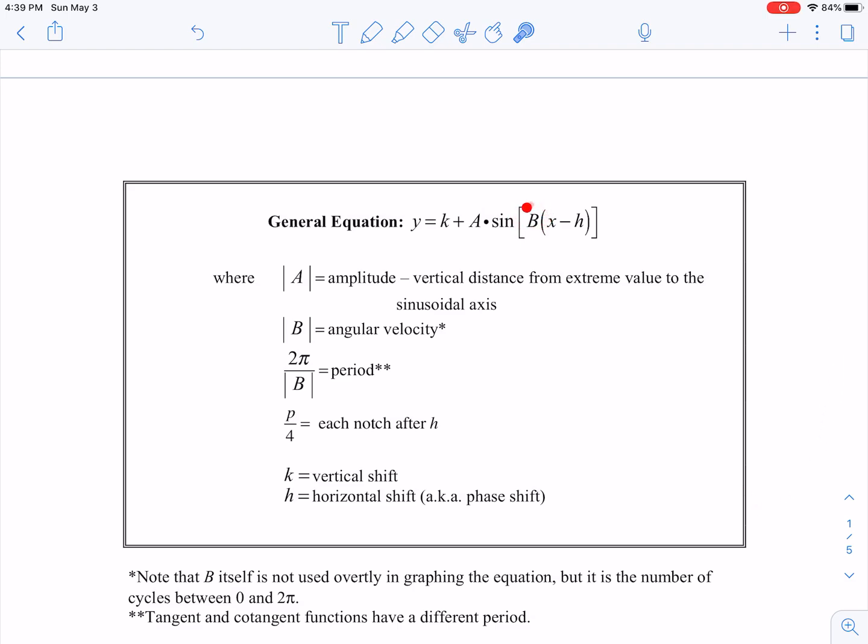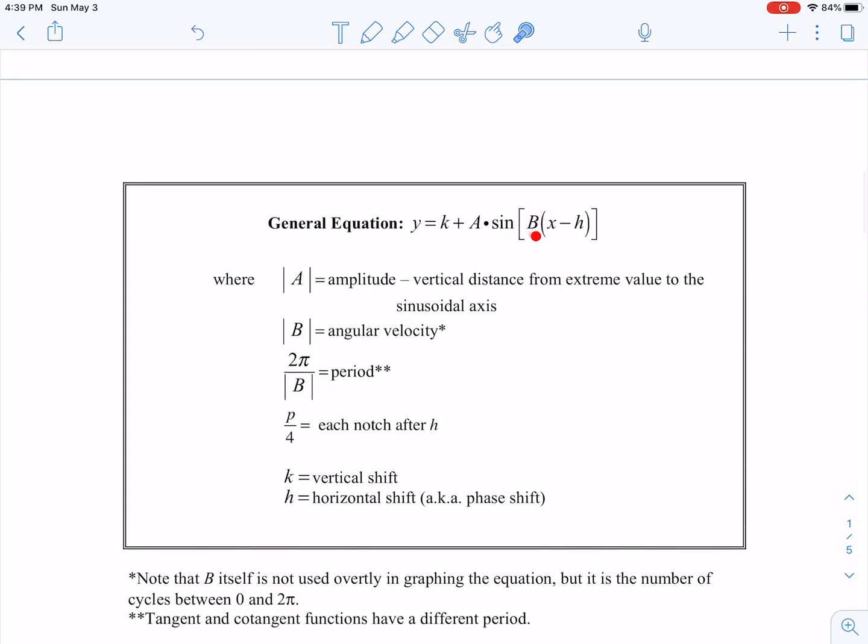And this B is actually the angular velocity, something you might see in physics at some point, but it basically just says how fast do we go 360 degrees or 2 pi. That would be your B, okay? We're going to use this a lot. I'm not going to worry about defining it too much, okay? But it's basically how fast you're going around the circle.